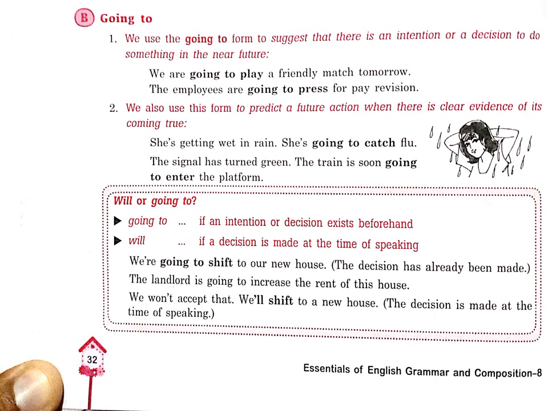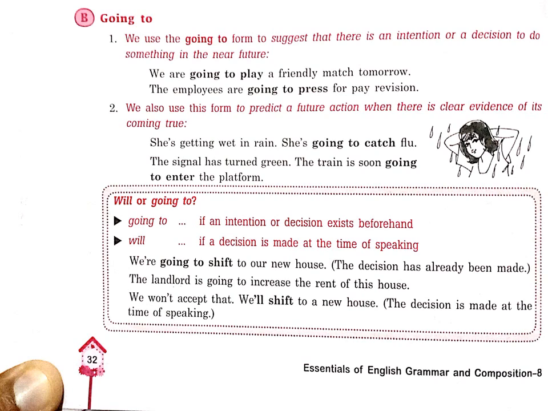Now see the contradiction. Going to is used if an intention or decision exists beforehand, and will if a decision is made at the time of speaking. We are going to shift to our new house. The decision has already been made. It means they are going to shift their house.